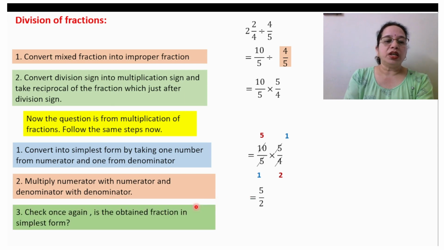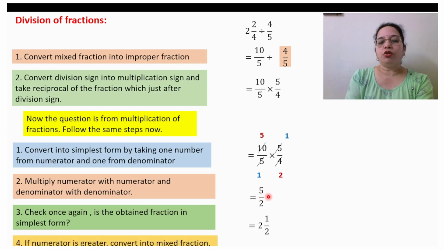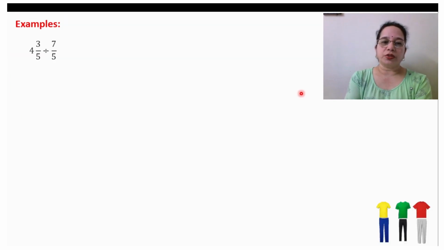If your numerator is greater, check once again whether you have converted into simplest form or not. If it is in simplest form and the numerator is greater, then convert into mixed fraction. So these are the steps, and only this one step is new in division of fraction. Otherwise everything is the same as multiplication of fraction.